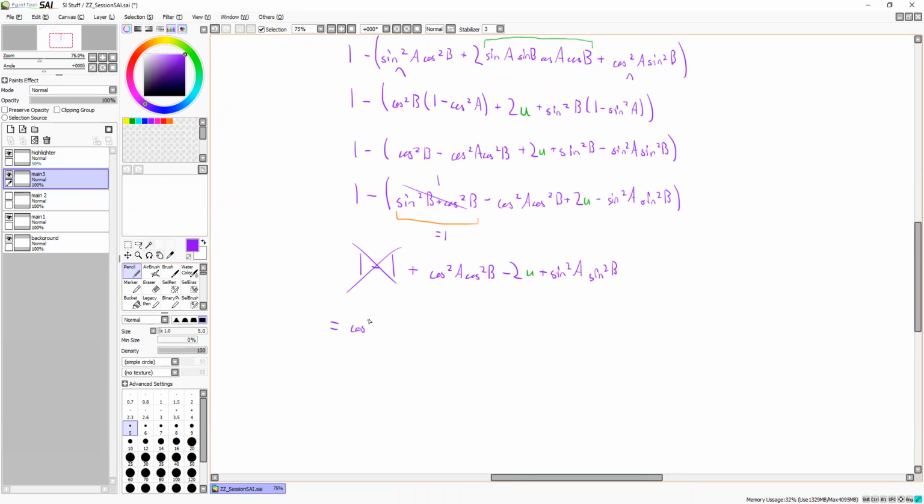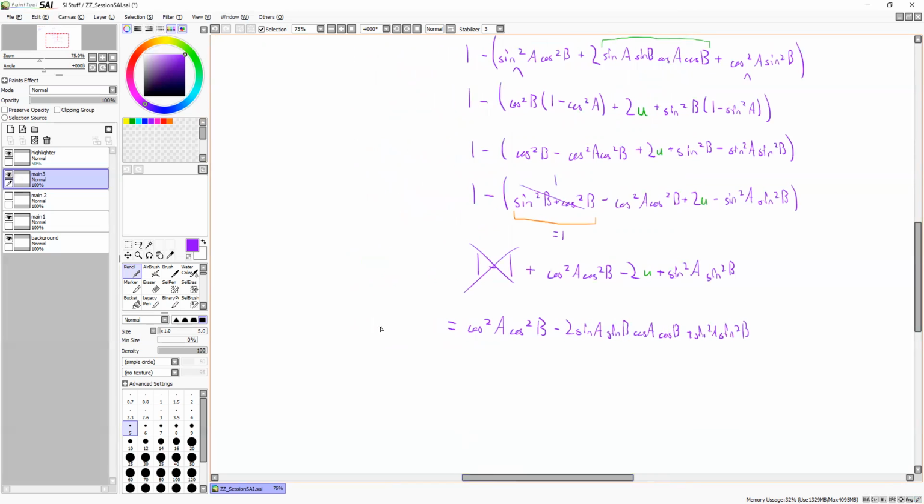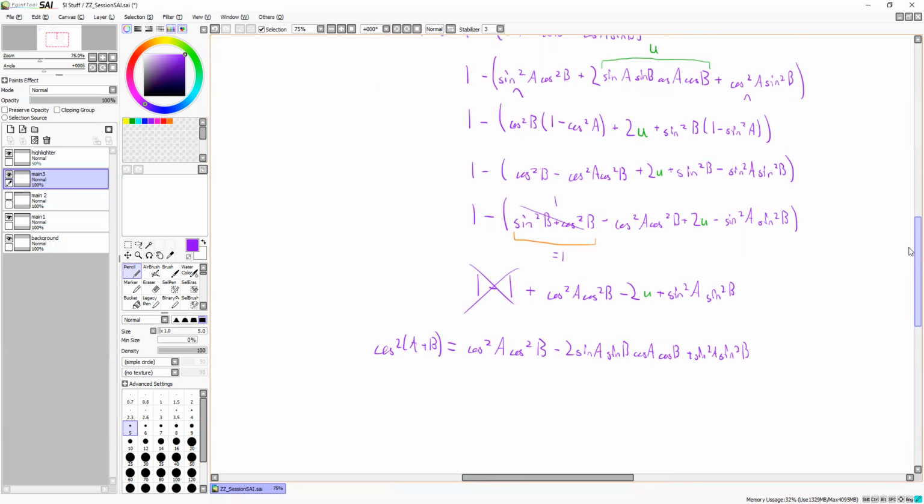So we're going to get the cosine squared of A, the cosine squared of B, minus 2 sine of A, sine of B, cosine of A, cosine of B plus the sine squared of A, sine squared of B equals cosine squared of A plus B. And there's our verification.